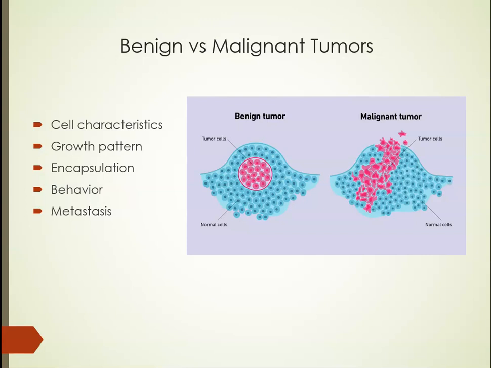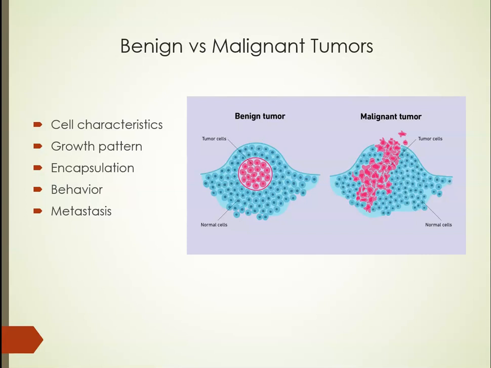So benign and malignant tumors are two distinct types of growths that develop in various tissues of the body. The key difference between them lies in their behavior, their characteristics, and their potential impact on overall health. Let's start with, how does the cell characteristic look?